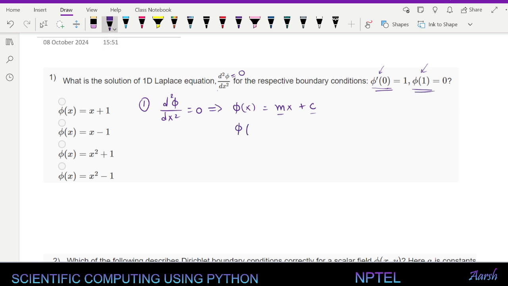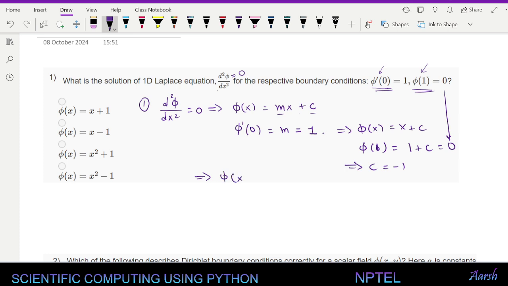So let's do the first one. Phi dash of 0 is going to be the derivative of this, which is just m, equal to 1, which means phi of x is x plus c. And now phi of 1 will be 1 plus c, and that is given to be 0, which means c is equal to minus 1, which means phi of x is mx plus c, m is 1, so x plus c, c is minus 1, so x minus 1.